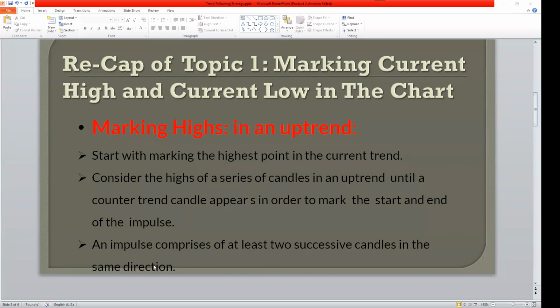So an impasse, as we had been told, will comprise at least 2 successive candles in the same direction, and that is important. We don't usually have an impasse of one candle. Meaning what? An impasse will have to be at least 2 hours, because remember we are dealing with a 1-hour chart, and therefore each candle represents 1 hour.